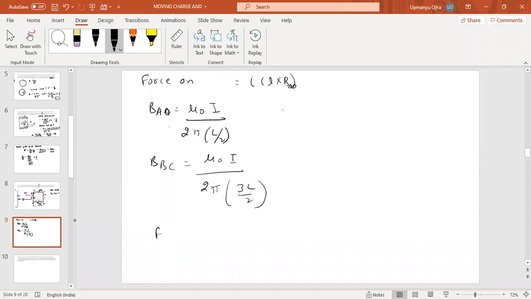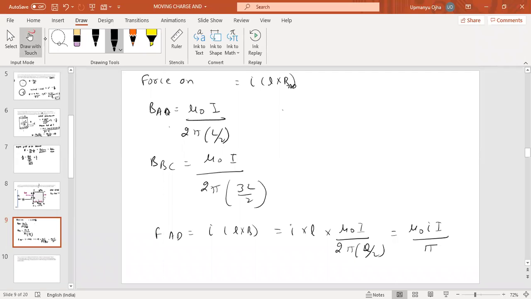Now the force acting on AD will be equal to I L cross B. So I into length into B value, which is mu naught I by 2 pi L by 2. Okay, so L and L will get cancelled out. So we get mu naught I by pi. That is the force on the AD wire.